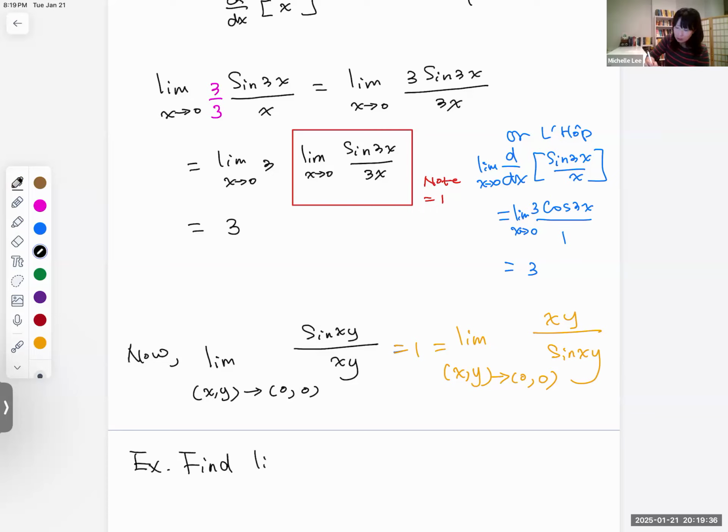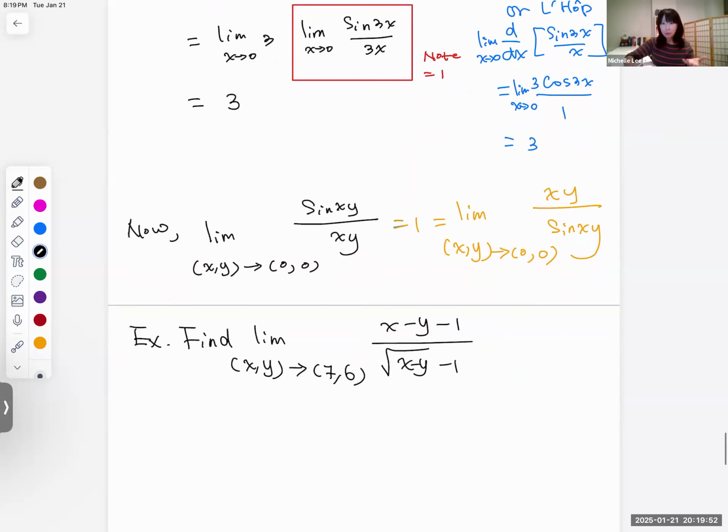Find the limit as (x, y) approaches (7, 6) of (x minus y minus 1) over the square root of (x minus y) minus 1. It's a quotient. Then what did I say earlier? We check the denominator quickly. 1, 2, 3. What do you get? Okay, very good, 0.